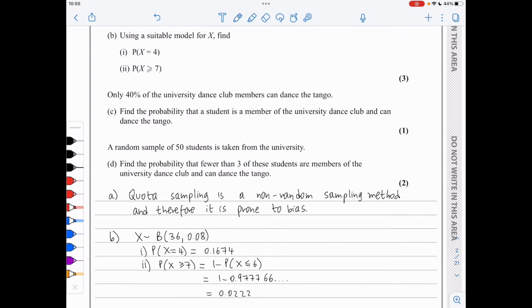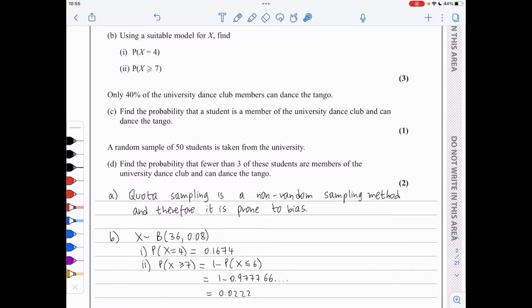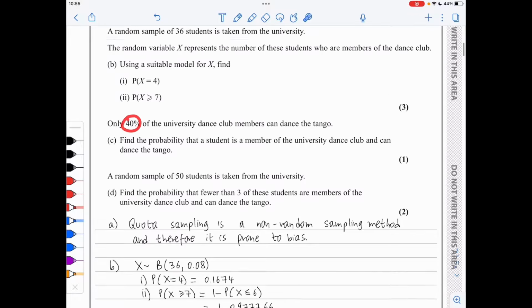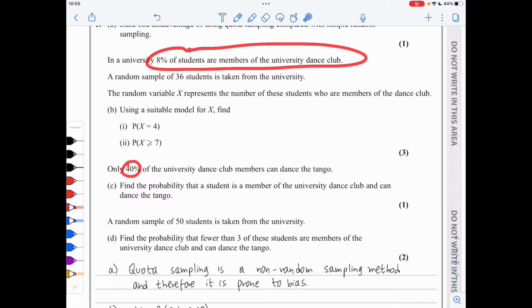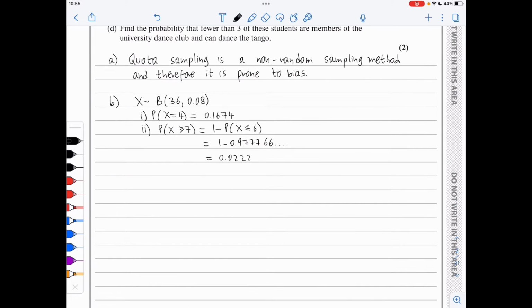Now, only 40% of the university dance club members can dance the tango. Find the probability that the student is a member of the university dance club and can dance the tango. So we need to find 40% of 8%, which is the percentage of students who are members of the university dance club. So we simply need to do 0.40 times 0.08, and this gives an answer of 4 over 125.